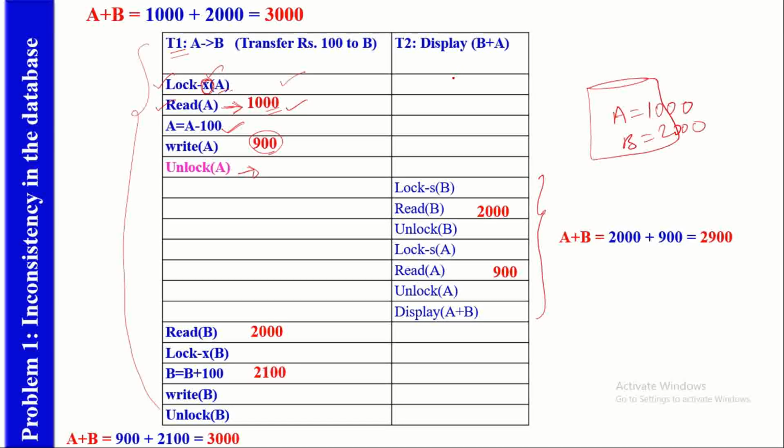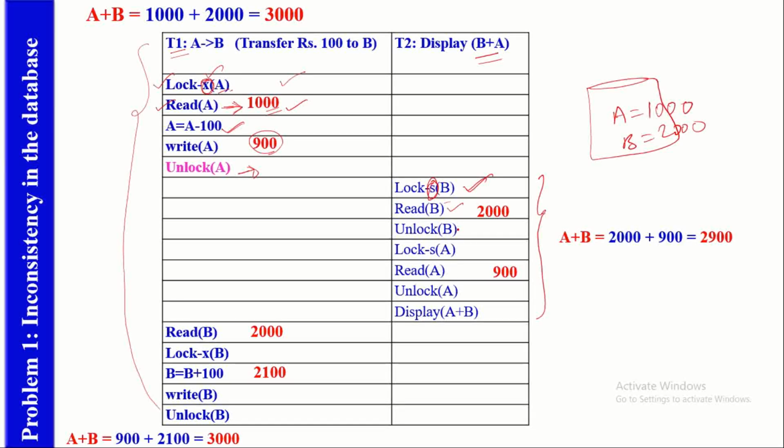Meanwhile T2 would like to perform read operations in order to display the summation value of A and B. For that, it is enough to perform read operations on A as well as B. So it sends a request for acquiring a shared lock on B because it wants to do a read operation. Since no other transaction is holding a lock on any data item right now, this request will be granted by the concurrency control manager. Once the lock is granted, it performs the read operation on B.